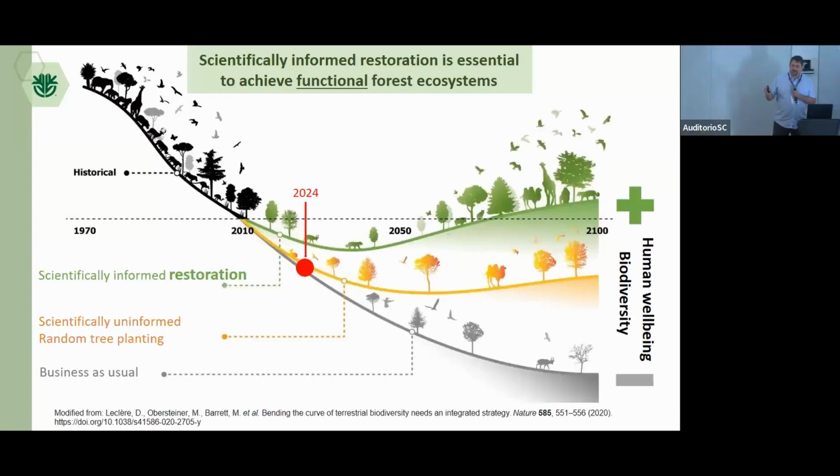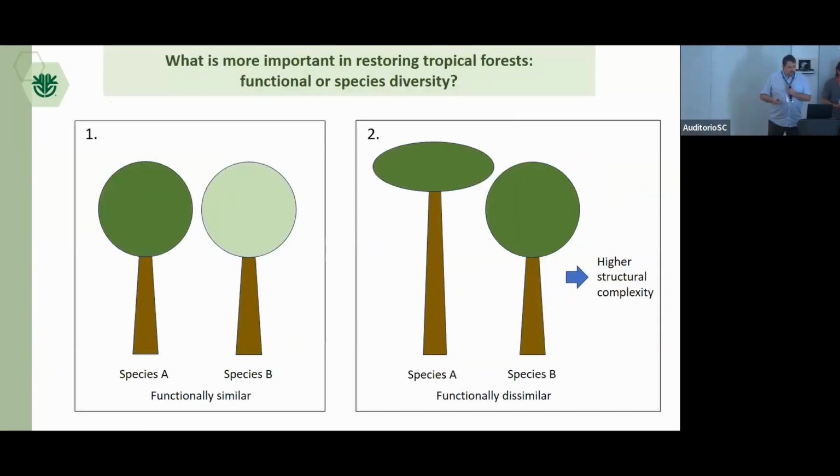Or an orange, I think we agree that we want to be on the green part. So we have to achieve functional ecosystems, and especially in this case, I'm talking about forests. So what does function mean?